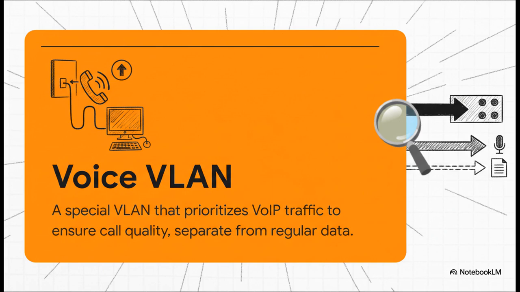So we create a special VLAN just for our IP phones. The really cool part is that the phone itself is smart enough to tag its own voice packets, putting them in the express lane while letting the data from the computer plugged into it just pass through on the normal data VLAN. Seriously, pro tip, always put your voice traffic on its own VLAN. It will save you so many headaches.